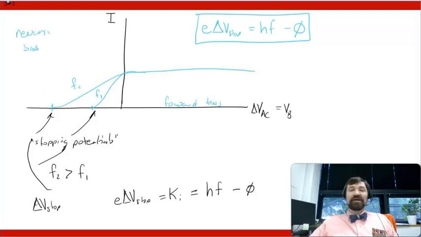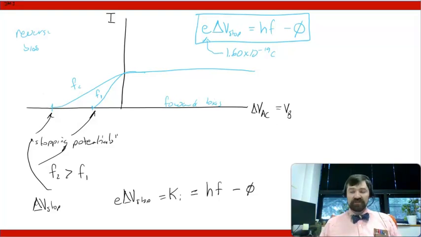Alright, so if I happen to have E, well, I know E is the electron charge, elementary charge of 1.6 times 10 to the minus 19 coulombs. I know that one. So once I found the delta V stop, these intercepts essentially, and I know F, the photon frequency, then I've now figured out what the work function is for my metal.